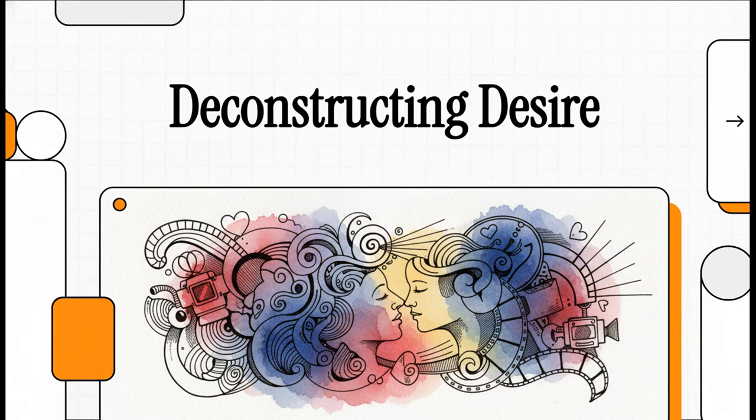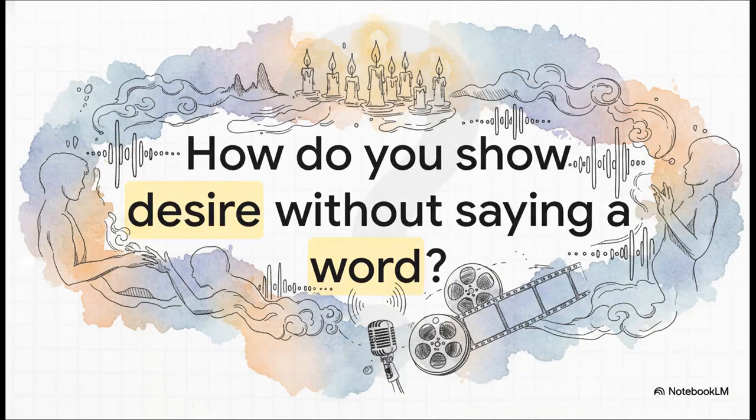Today we're tackling something pretty cool, desire. We're going to deconstruct how you build that tension, that attraction on screen. So let's start with a really core question for anyone who tells stories, right? How do you actually show that electric feeling, that chemistry, that undeniable pull between two people without them just saying it? How do you do it with just visuals, with sound, with pure atmosphere?